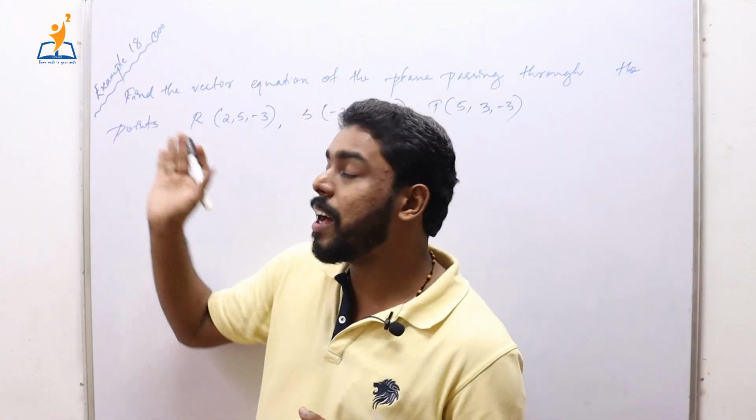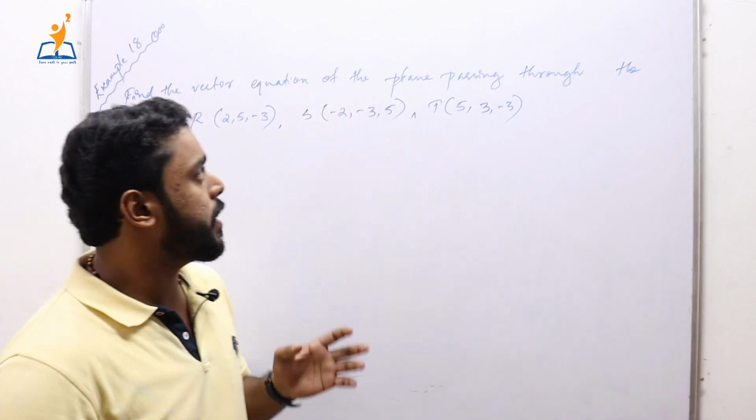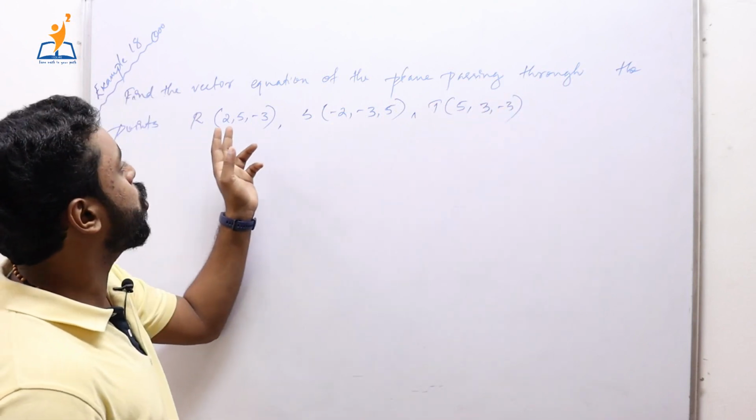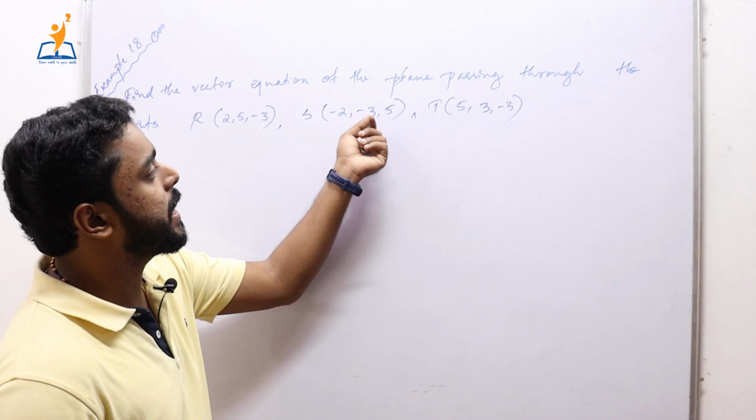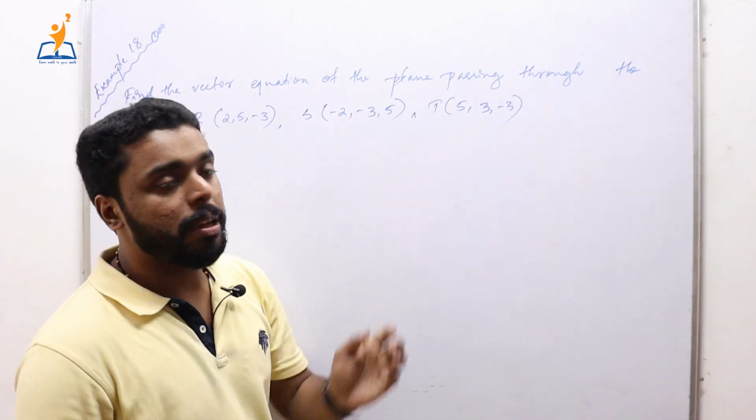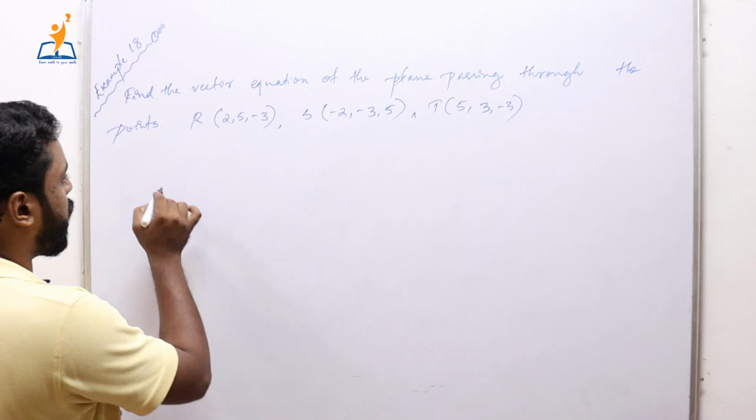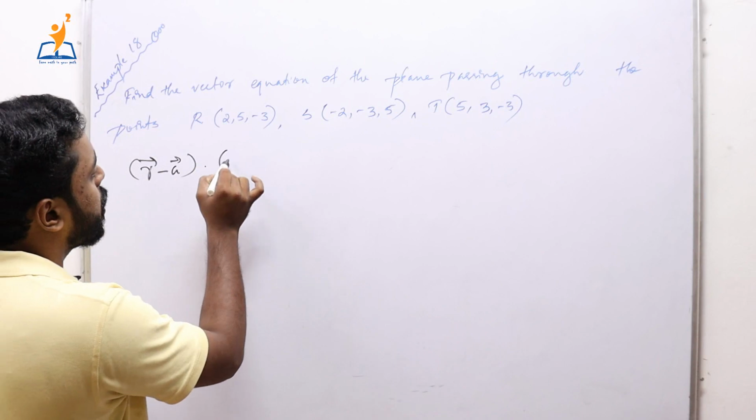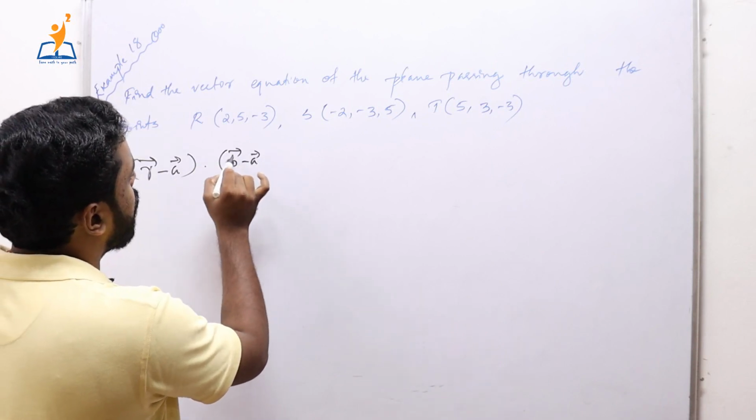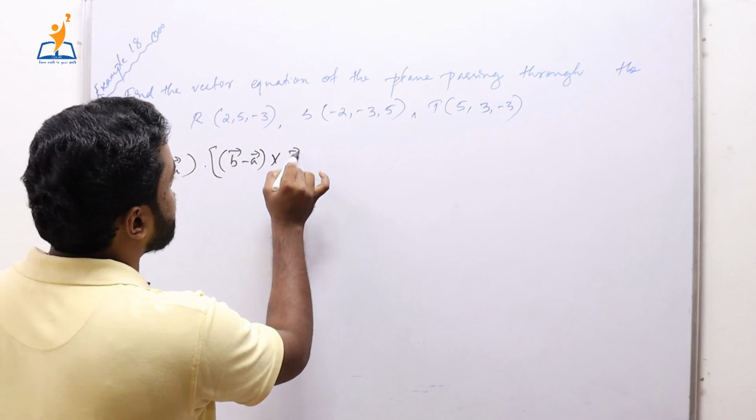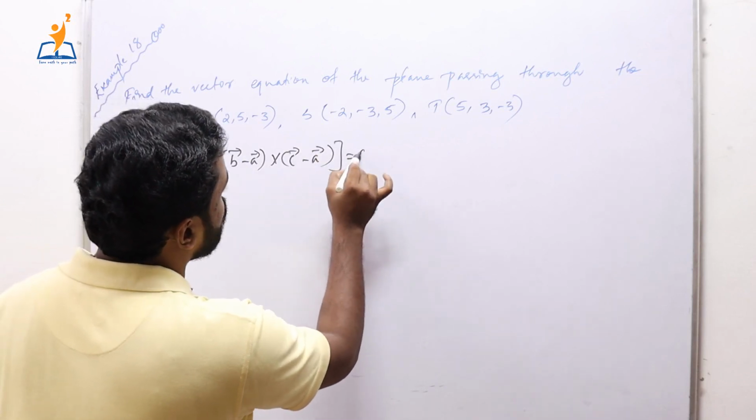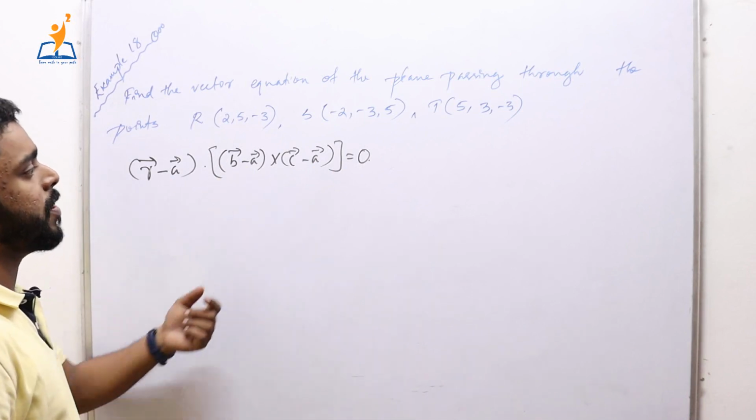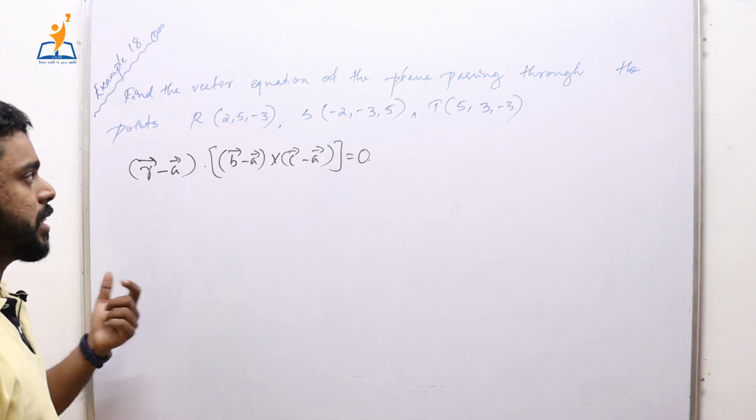Now we shall do example number 18 of your textbook. The question is: find the vector equation of the plane passing through the points R(2, 5, minus 3), S(minus 2, minus 3, 5) and T(5, 3, minus 3). It's very simple. We know that the vector equation is given by (r minus a) dot (b minus a) cross (c minus a) is equal to 0, isn't it? Where a is the position vector of the first given point, b is the position vector of the second given point, and c is the position vector of the third given point.